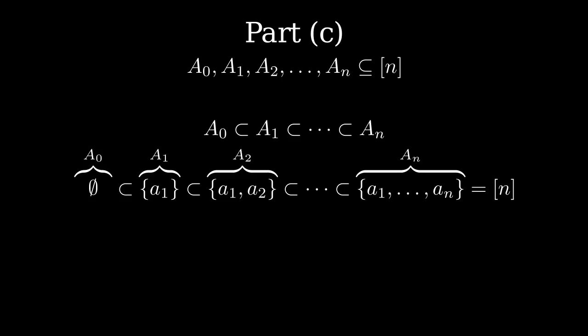From this perspective, the answer becomes clearer. From the empty set, we choose an element which we will add in order to construct a sub 1. We may choose this element in n ways. Next, we choose an element to add to a sub 1 to reach a sub 2, and we may choose it in n minus 1 ways. Proceeding likewise, we see that n factorial is the number of ways to fill out the chain.